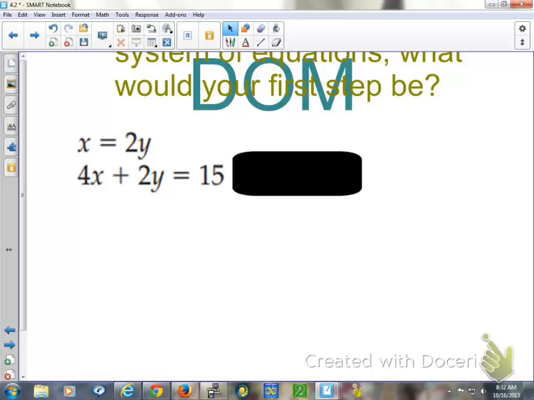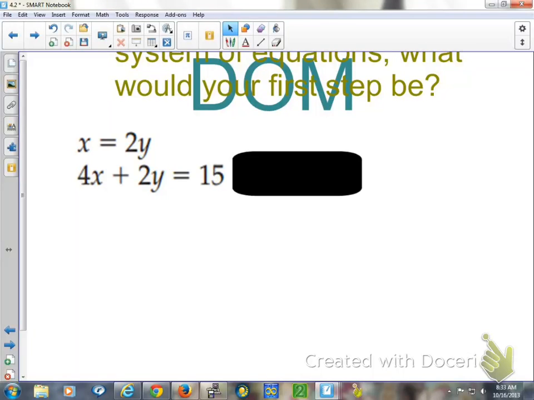If exactly one variable is solved for, only one, it doesn't even matter if it's x or y, or sometimes it'll be a and b or c and d. They don't have to be x and y, but if one of your variables is solved for, then that's when you want to use substitution method. If one letter is by itself on the side of an equals, and only one, that's when substitution method is preferred. And let me show you why.